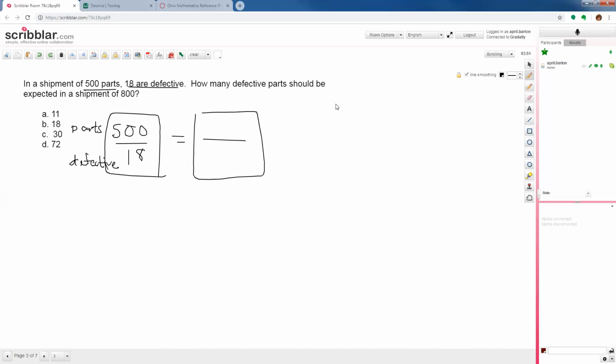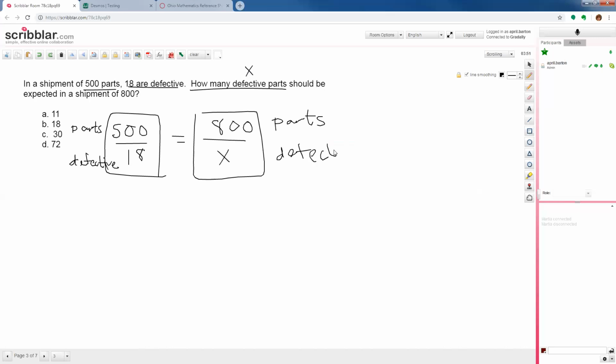So now we have to set up the second fraction, and it also has to have the relations going on. How many defective parts should be expected in a shipment of 800? Okay, you just put the 800 on top, and then you're going to have to put X underneath because you don't know how many. Exactly. So because we put parts on top and defective on bottom, we had to keep it parts and defective. And then they asked us how many defective parts for the actual question, so that's where our variable goes.